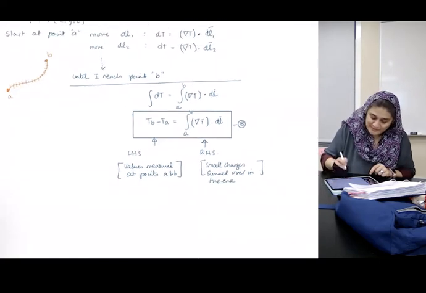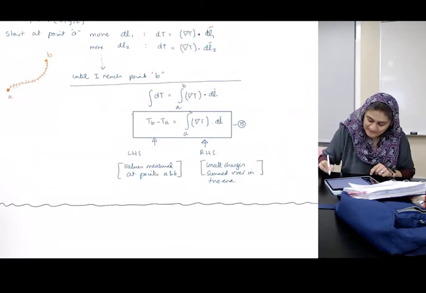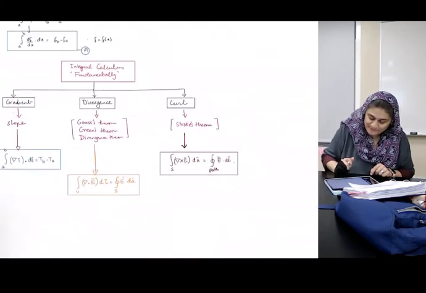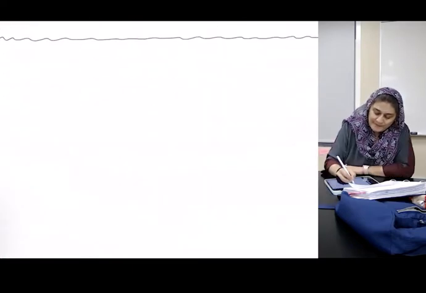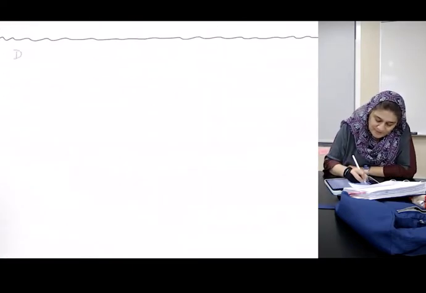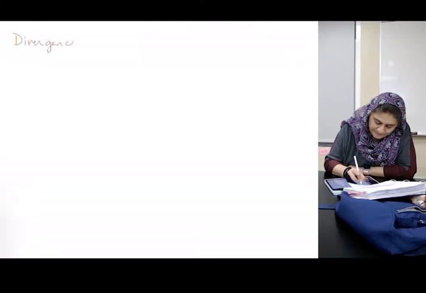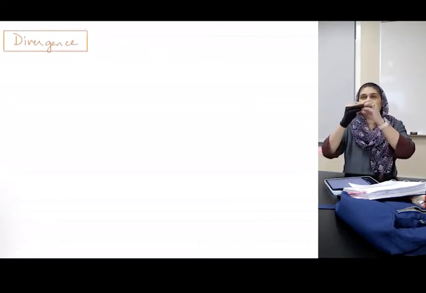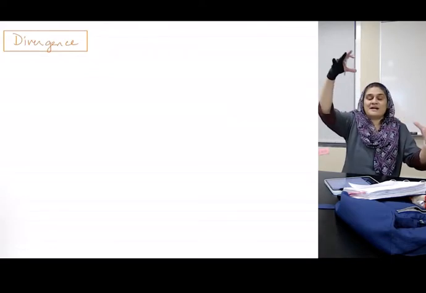Moving on to the next one. The next one was the divergence. So let's talk about the divergence. I used orange, so I'm going to continue to use orange. What did we say divergence was? The spread, right? The spread of something.